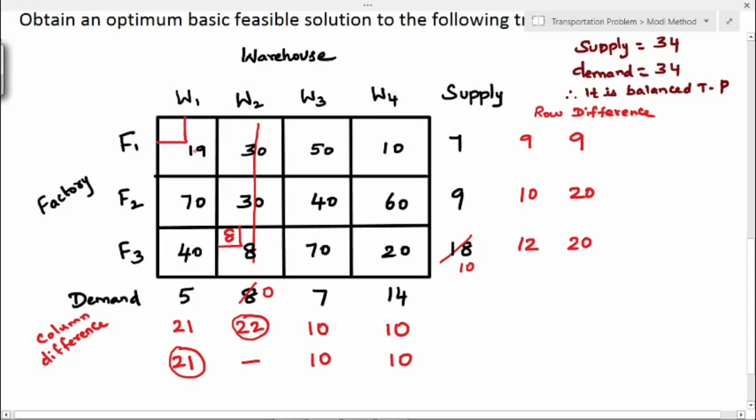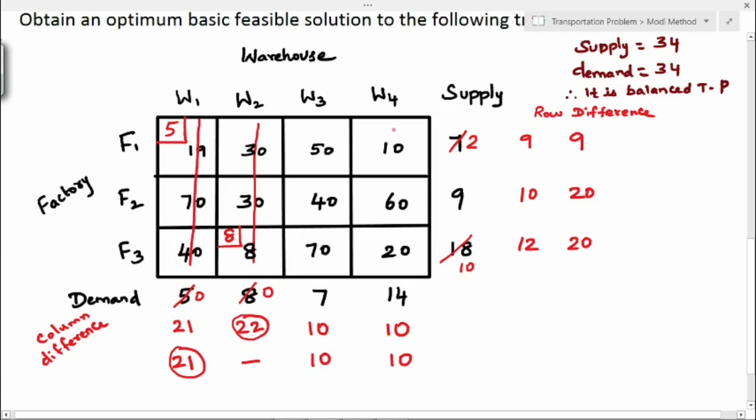Now you have to consider the demand and supply. Demand for this value is 5, and supply for that is 7. So the least value is 5. So I am allocating 5 here. Using this allocation value, I am going to subtract from demand and supply. 5 minus 5, 0. Similarly, 7 minus 5, 2. So the demand value is 0. So this allocation satisfies the demand requirement. So we have to cancel the corresponding column.